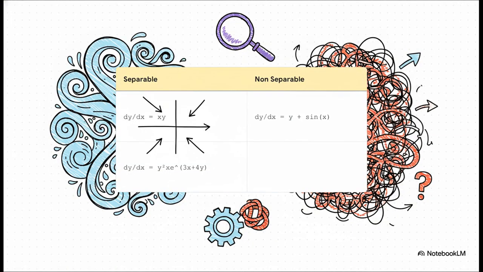Look at the left. dy/dx equals xy. Yep, easy. We can just divide by y and multiply by dx. The second one looks tricky, but thanks to some basic exponent rules, that e to the 3x plus 4y is just e to the 3x times e to the 4y, so it's also separable. But this one on the right, dy/dx equals y plus sine of x? Try as you might, you just can't algebraically pull them apart into pure multiplication. That one is not separable.